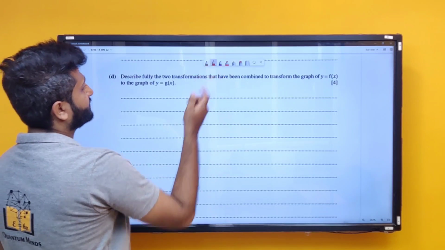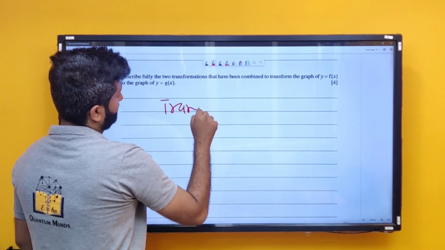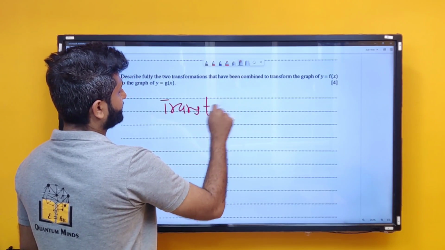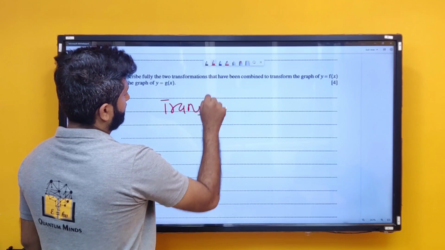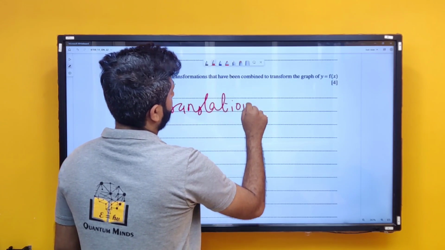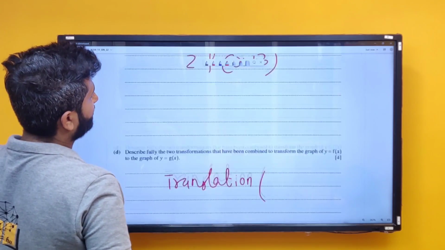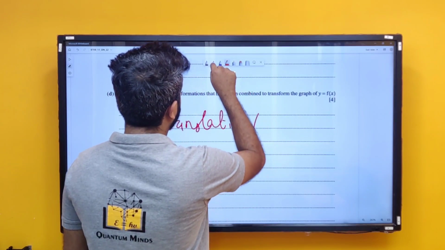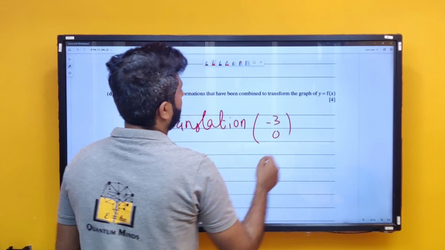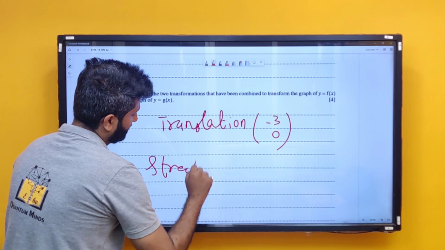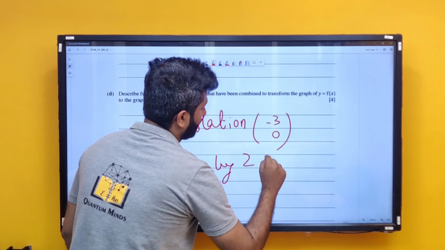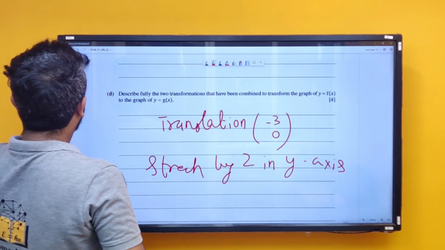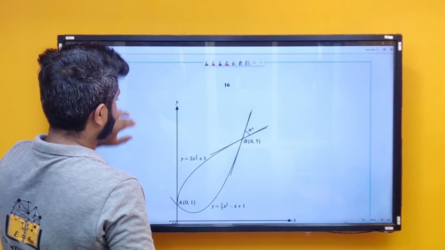Okay. So the first transformation what we did was translation. Just a second. This was translation of, how much did we move? I think we shifted minus 3 and 0. So minus 3 in x and 0 in y. And then we have a stretch by 2 in y axis. Stretch by 2 in y axis. Right? These were the two complete transformations.